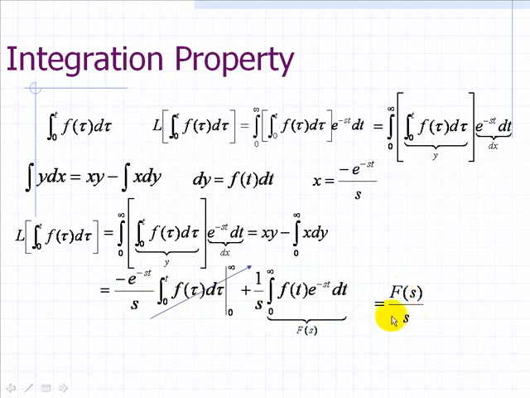And we're left with this expression here, F of s divided by s. So what this says is that where f of t is here, we get the corresponding F of s, and then when you operate on this integral, we multiply it by 1 over s. So instead of doing this integral, if we know the Laplace transform of f of t, or f of tau in this case, it says the Laplace transform is F of s, and if I want to integrate it, then I multiply by 1 over s.